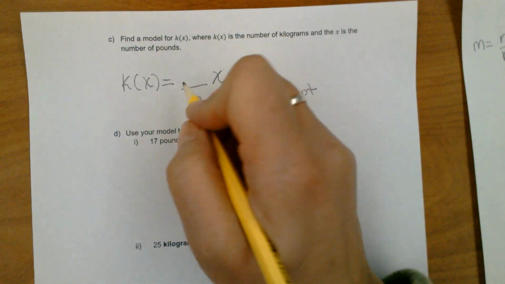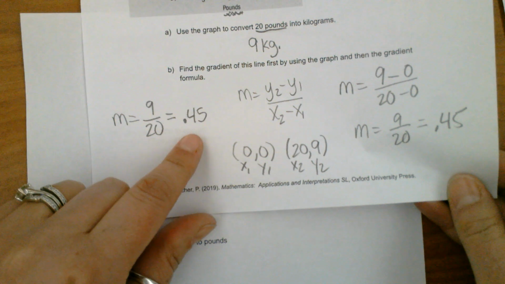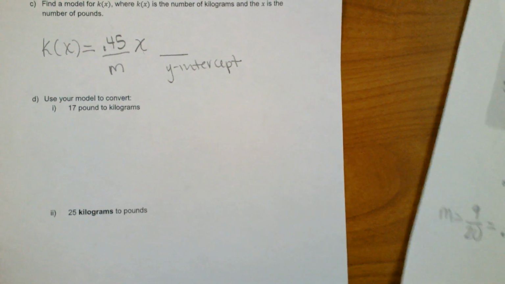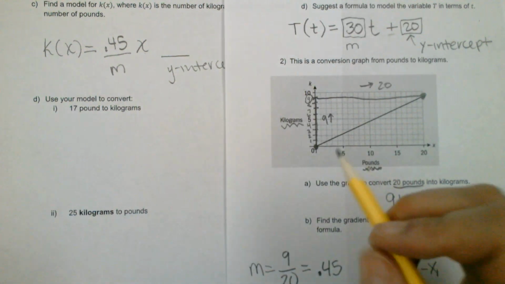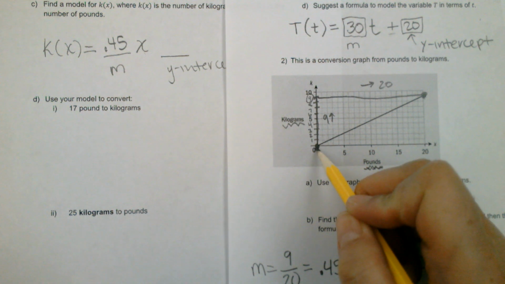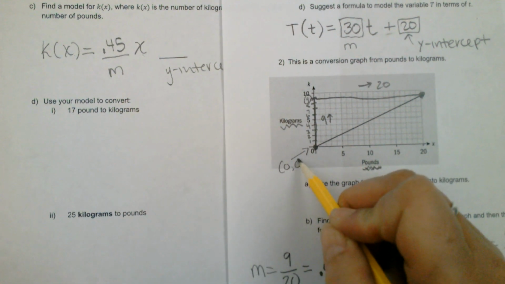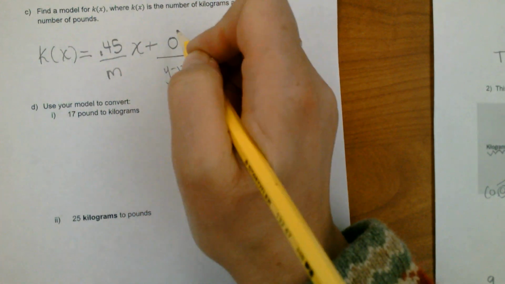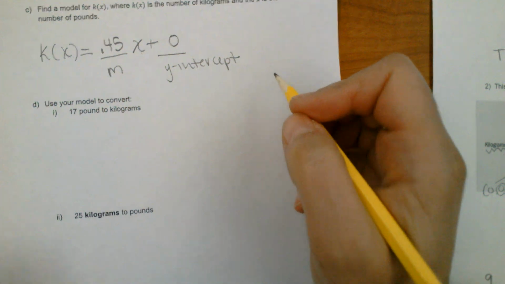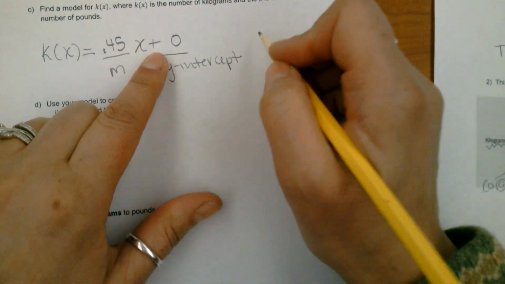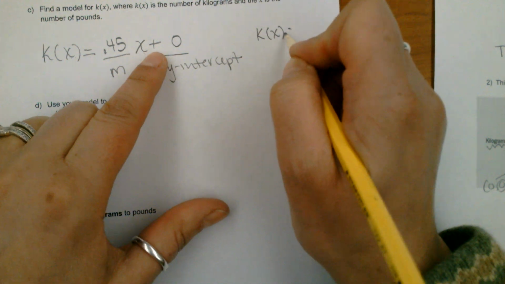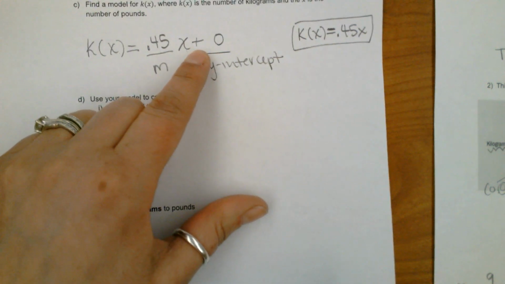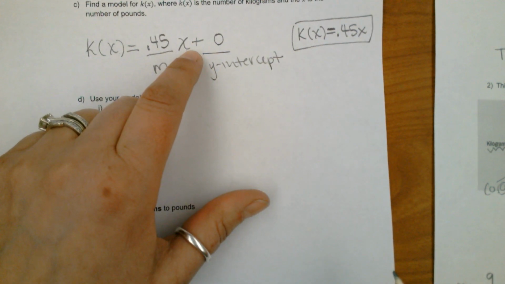Okay, so our slope from back here we found, I'm just going to put the decimal point, 0.45. Okay, where is the y-intercept? So where does the graph cross the y-axis? It crosses right here at 0. So the y-intercept is going to be that y value, which is going to be plus 0. Now, if you have this plus 0, you could write this as K of X equals 0.45x. A lot of people like doing that. That's fine. They leave the 0 out. Or if you like putting in that y-intercept, you can.